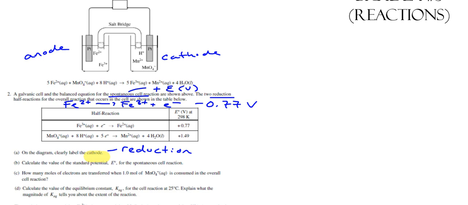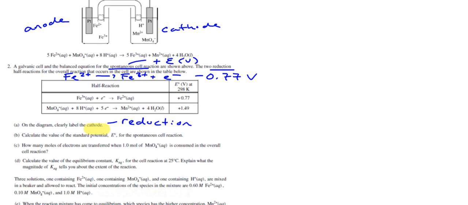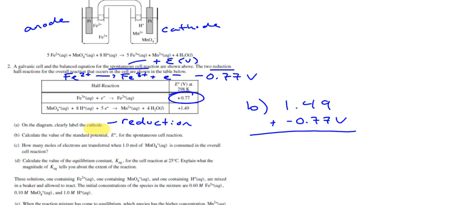It didn't tell me anything else. Calculate the value of the standard potential. Well, I almost already did it. You've got to show your work. So what I would just do is this, and you can subtract it. I flipped it, right? That's the key component of that. You've got to flip it. You can't just add them up. You've got to make sure you flip the proper one and make the largest.